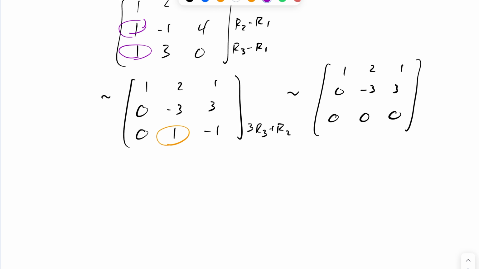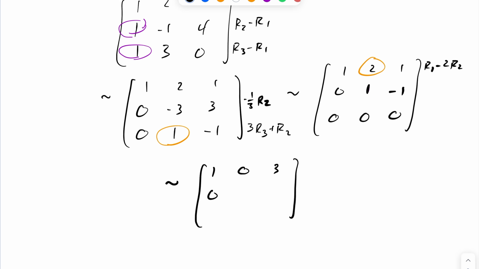To finish this up, I'm going to quickly multiply across by negative a third. This will become a 1 and a negative 1 here. So I can put that operation in, and I end up getting this. Now, I want this to be a 0 here, so I'm going to take row 1 minus twice row 2. Doing that, I end up getting 1, 0, 3, 0, 1, negative 1, 0, 0, 0.